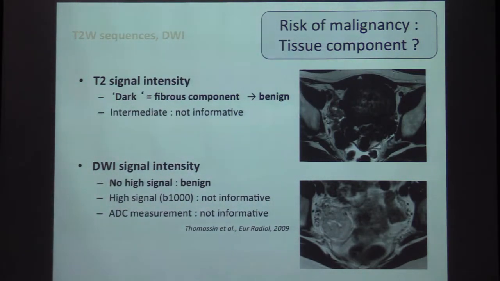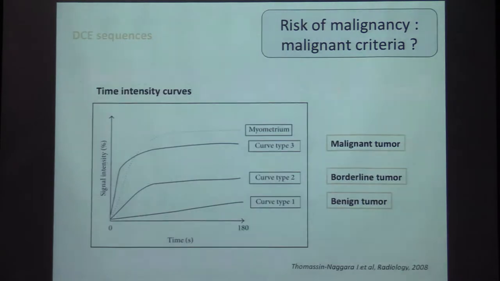When you have a high signal, it's not informative, as it can be seen in benign tumors, borderline ones, and malignant ones. ADC measurement is not informative, even if we know that malignant tumors show low ADC. Then, do I have a malignant criteria? And for this, you have to look at your time intensity curves obtained with the dynamic contrast enhanced sequences.